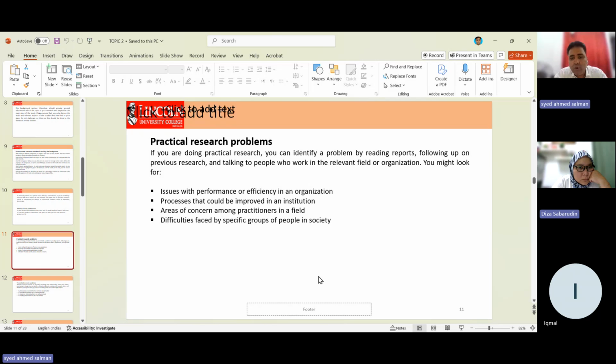Difficulties faced by specific groups of people in society. You are not facing the problem, but your neighbors are facing the problem. They do not have proper parking space. That is also a problem, right? Yes. So these are called practical problems. For the practical problems, you have to provide practical solutions.